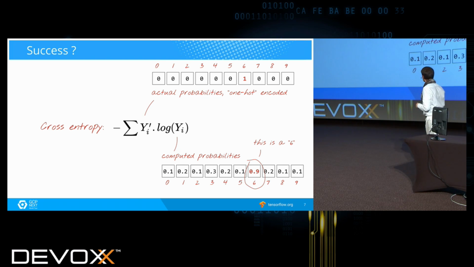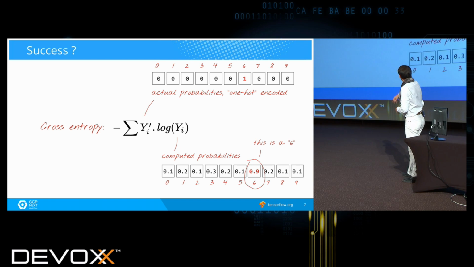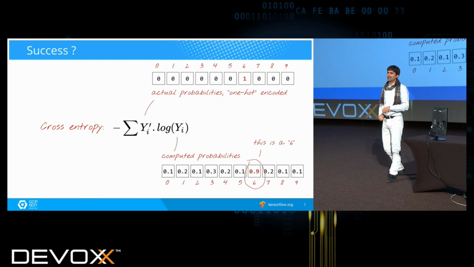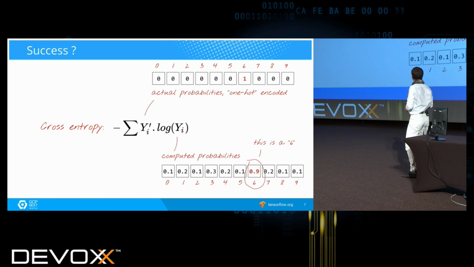So how is the cross entropy computed? Very simply, it's the values on the top multiplied by the logarithms of the values on the bottom, element by element, and then you sum all these across the whole vector. Why do we add a minus sign? Anybody has an idea? Well, the values are between 0 and 1, so a logarithm of that is always negative. That's why we add a minus sign. And we have a distance.